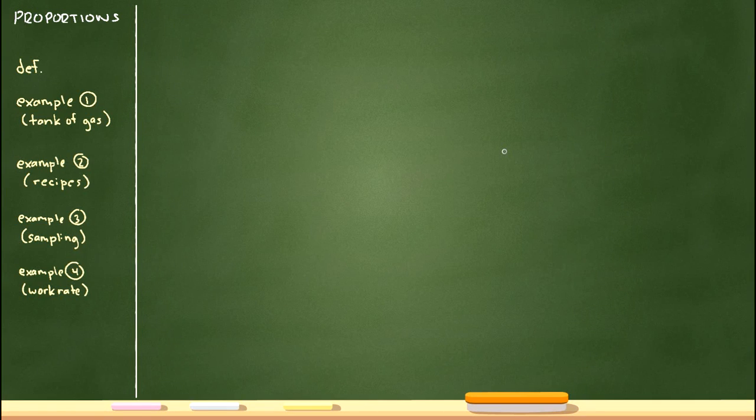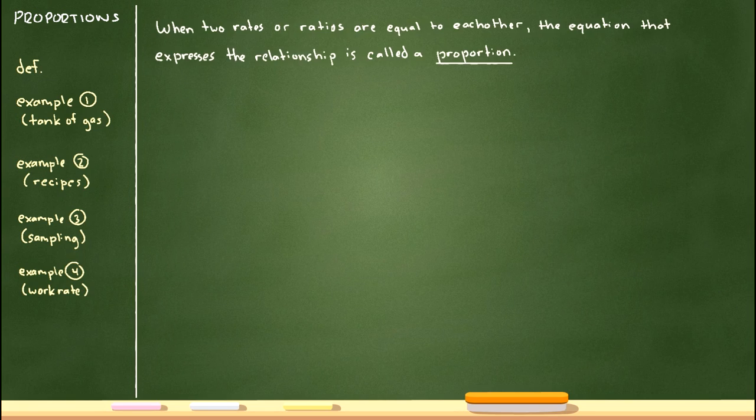Hey everyone, in this video we're going to be taking a look at proportions. So first of all, what is a proportion? Well, when we have two rates or ratios equal to each other, then the equation that expresses the relationship is called a proportion.